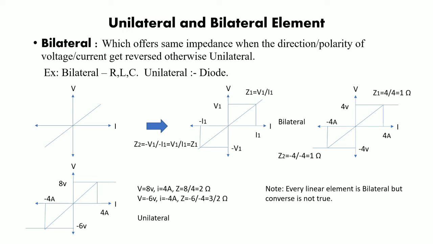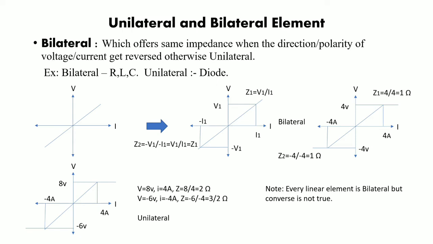Now I am reversing the polarity of voltage or current. I am taking V equal to minus V1, I equal to minus I1. So if you find Z2, minus V1 upon minus I1 equal to V1 by I1 equal to Z1 in third quadrant. So in this graph you can see that after reversing the voltage we are getting the same impedance, means this element is a bilateral element.